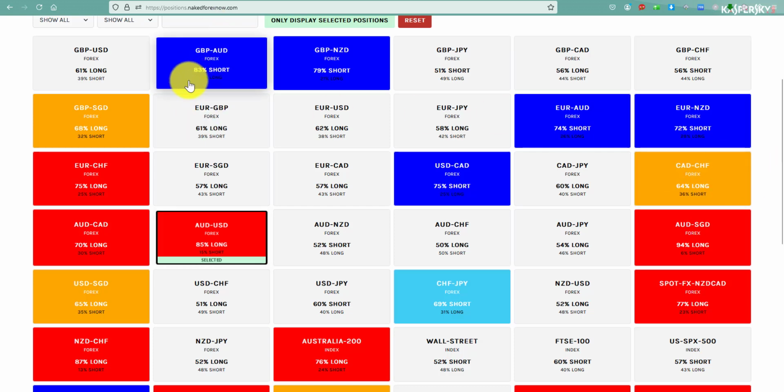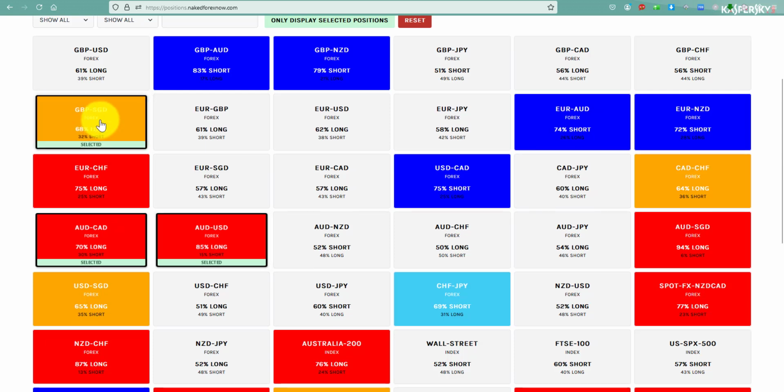So what I do is I asked my programmer to color code this. When it's over 70% long, you will see it go red, like the Aussie CAD. When it's 64 to 69% long, like the pound Singapore here, it will go orange. As soon as it goes orange, it's like, okay, we're a little bit out of whack here. And by the time you go red, it's way out of whack. So it should be a trend.